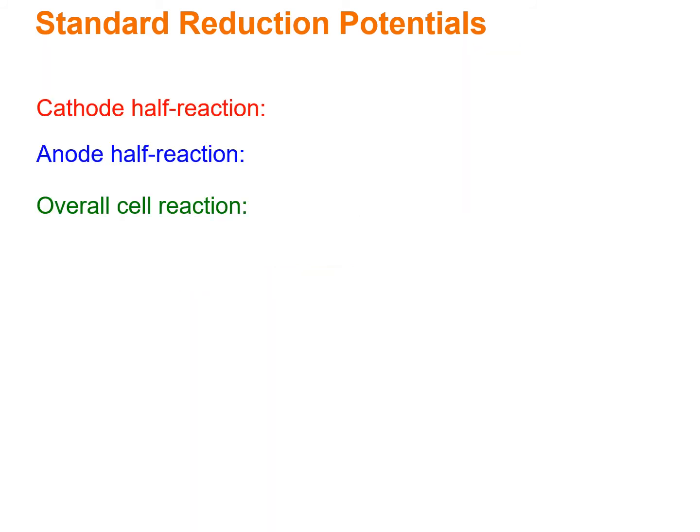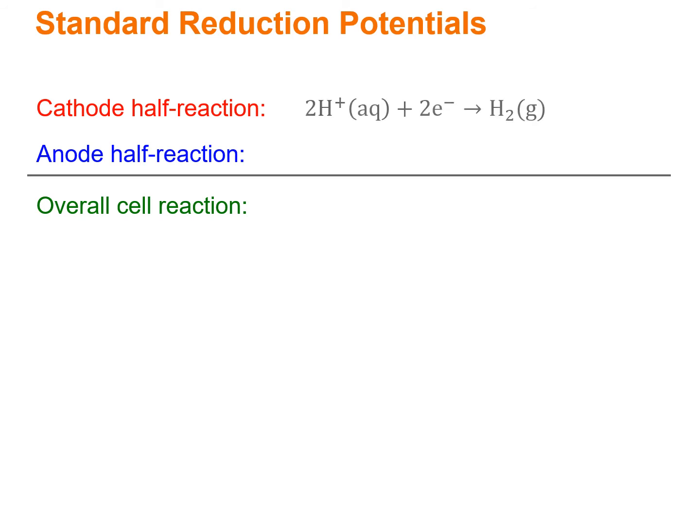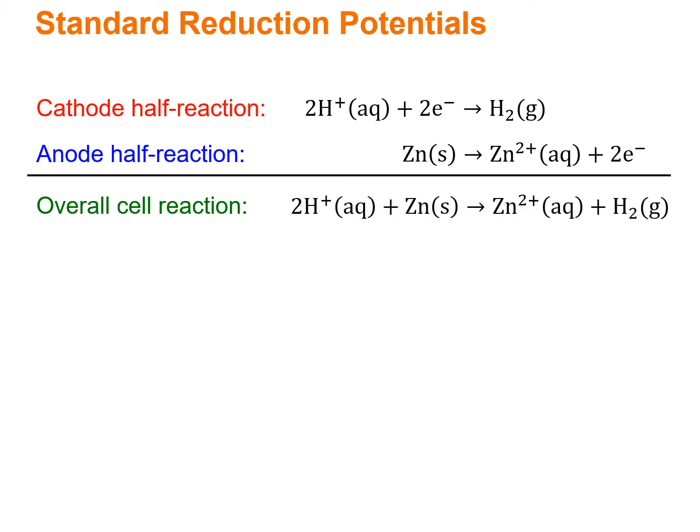So let's take a look at another reaction in which the hydrogen is now the one being reduced, so it's at the cathode, and the anode is zinc. Let's determine how we can find a reduction potential for zinc when in this reaction we see it being oxidized. We look at the sum of those two reactions to get the overall cell reaction, and then we want to determine the standard reduction potential of zinc.